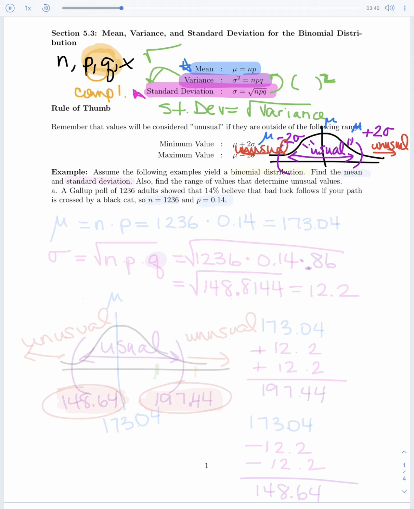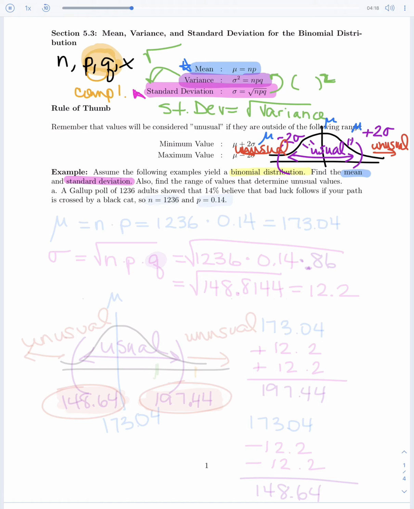So we're going to do that again, just now for binomial distribution. So we have to use the formulas to find both the mean and the standard deviation first. So let's take a look at an example. Assume the following examples yield a binomial distribution. So they flat out tell us it's a binomial distribution, so we know what to do here. Find the mean and standard deviation. Those are the first 2 things that they ask for. So let's go ahead and work on those.